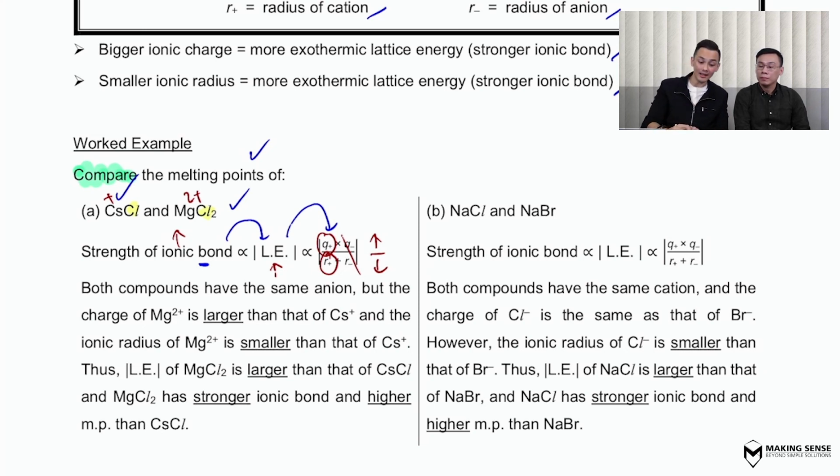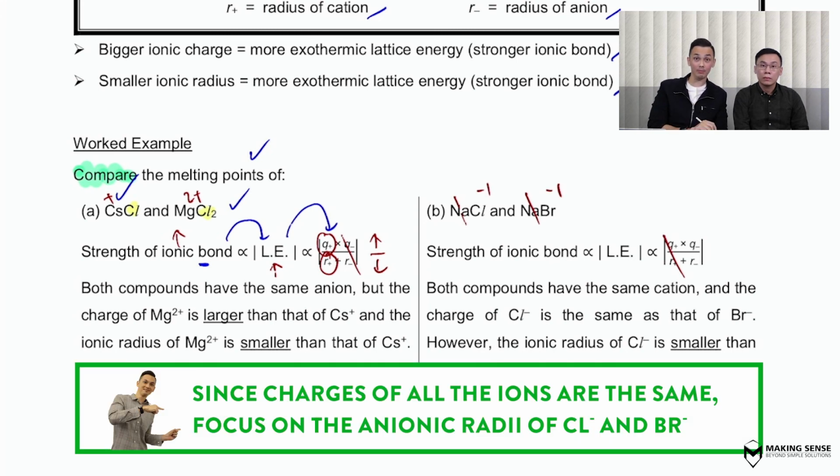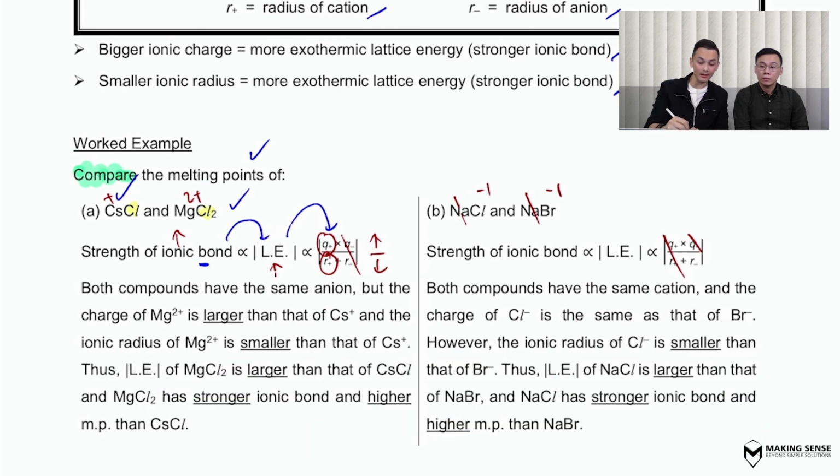Another example in part B, very similar. You do notice that the cations are the same this time around, so we're going to cut away the cations. In fact, for the anions, the charges are also the same. So in both cases, we're going to cancel away the Q minus. Therefore, the differentiating factor is just the radius. If you compare chlorine against bromine, you will notice that chlorine has a smaller radius, and therefore the end result is that the lattice energy of NaCl is going to be bigger.